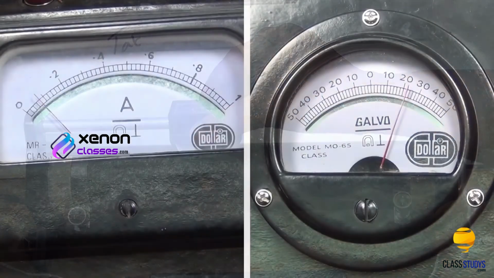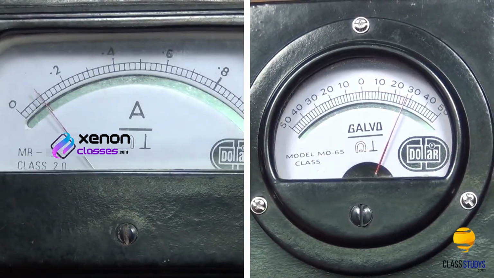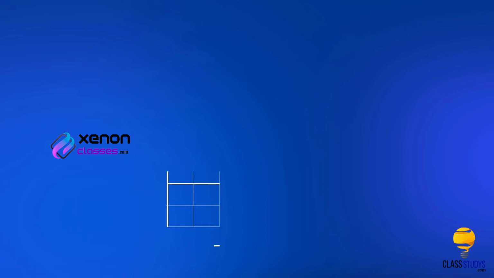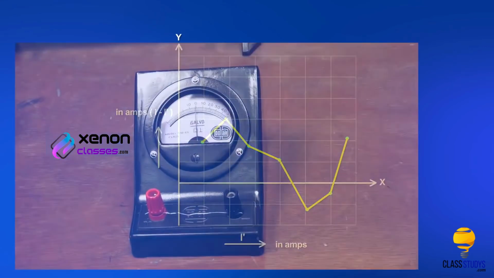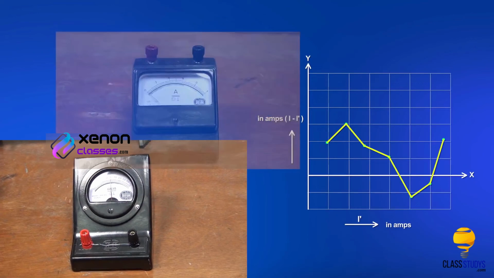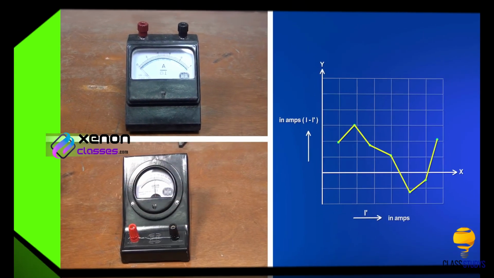Repeat the experiment by changing the rheostat resistance. A graph can be drawn with I − I' along y-axis and I' along x-axis. This is called the correction graph. Thus, the converted ammeter is verified with an ammeter of the same range and the correction graph is obtained.